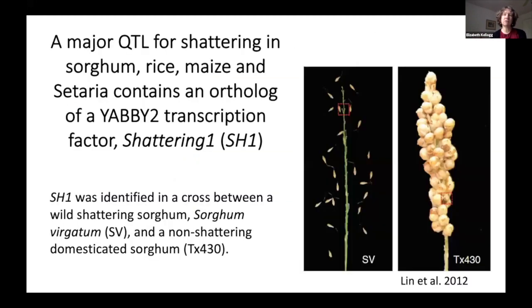And that region of similarities seems to all cover this one YABBY transcription factor, which is known as shattering 1, which was originally identified in a sorghum cross, as shown here. So I'll be focusing on only a couple of genes today. So this is one, if you can hang on to this name, the YABBY gene of shattering 1, that is shared across a lot of different species in these QTL studies.